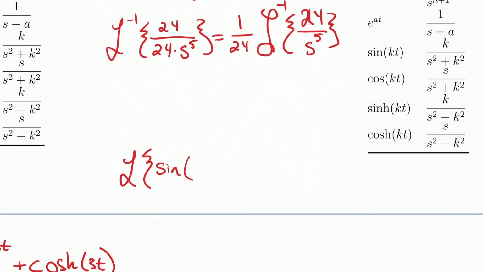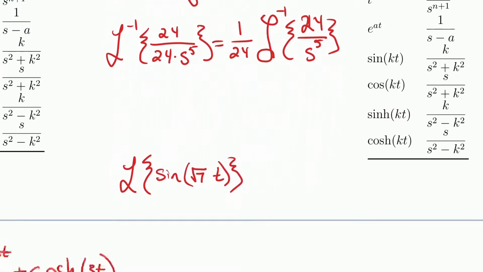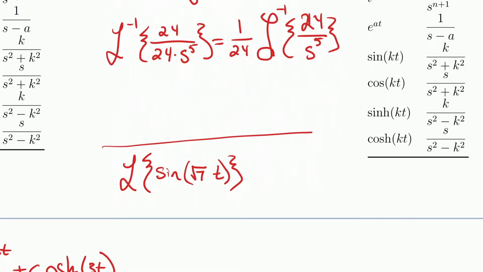So let's actually do that. The Laplace transform of radical 7 times t. Notice I'm kind of doing it the hard way. We'll go and do it the easy way in a minute. Oh yeah, sorry, I don't know why I put that there. Let's get rid of it.